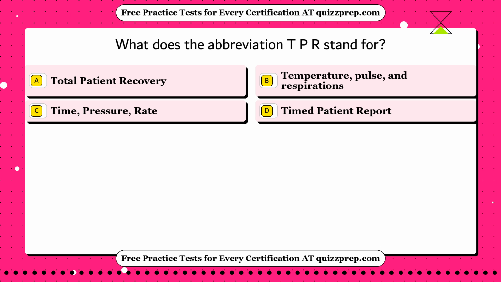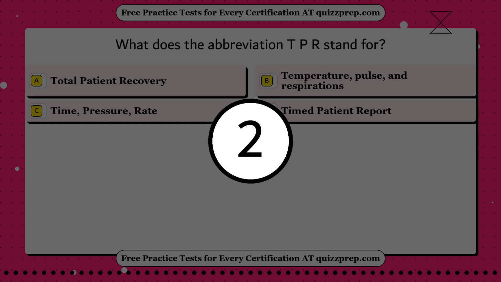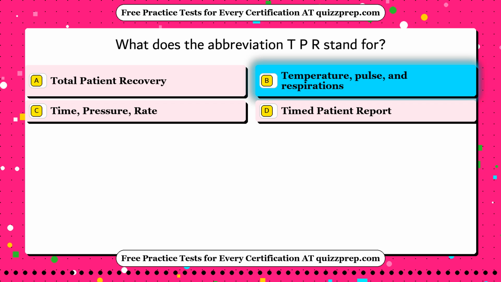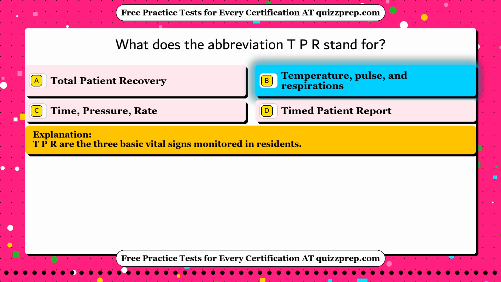Option A, total patient recovery. Option B, temperature, pulse, and respirations. Option C, time, pressure, rate. Option D, timed patient report. The correct answer is option B, temperature, pulse, and respirations. TPR are the 3 basic vital signs monitored in residents.